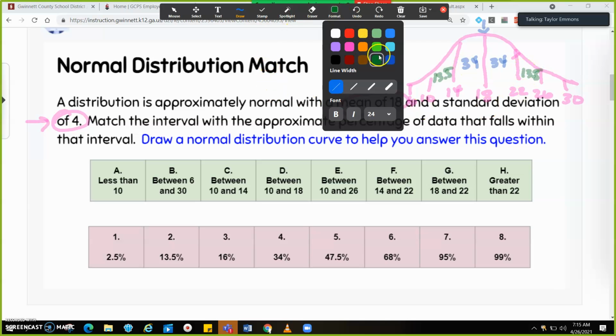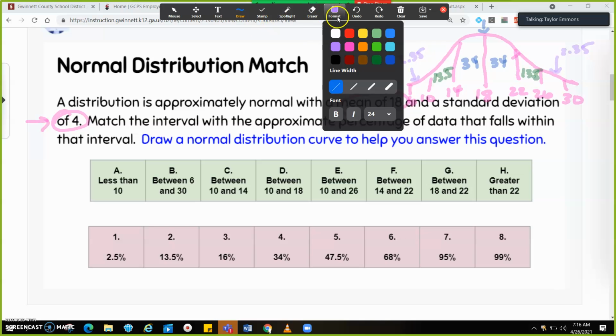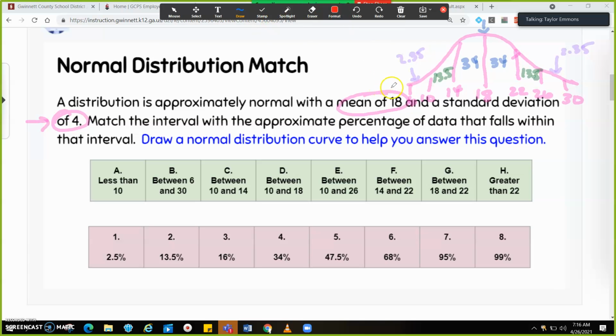Three standard deviations away is going to be 2.35%. And then outside of that is going to have 0.15. Now if you added all of those numbers up that are in the different colors, you would get 100%, or that's going to equal 1, right?